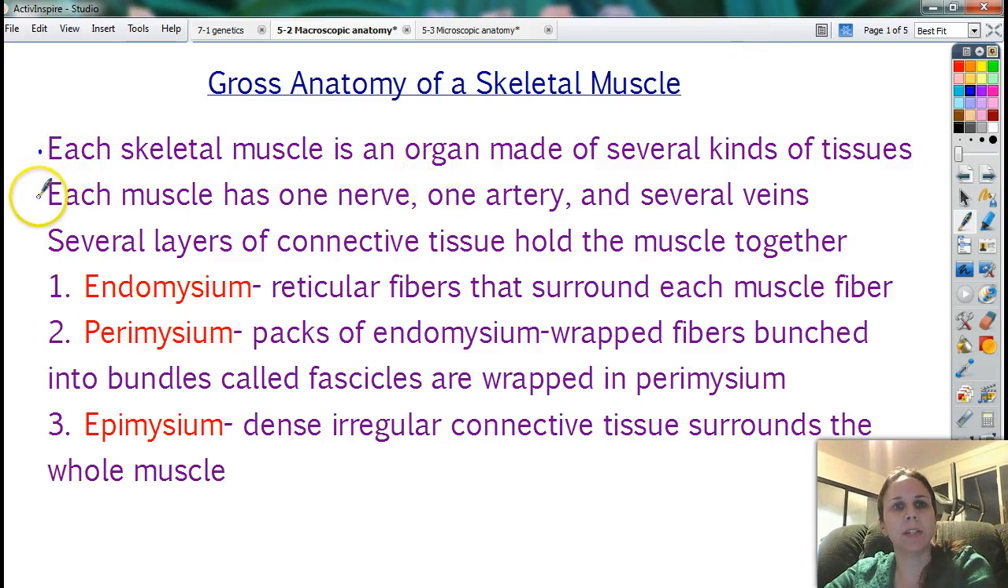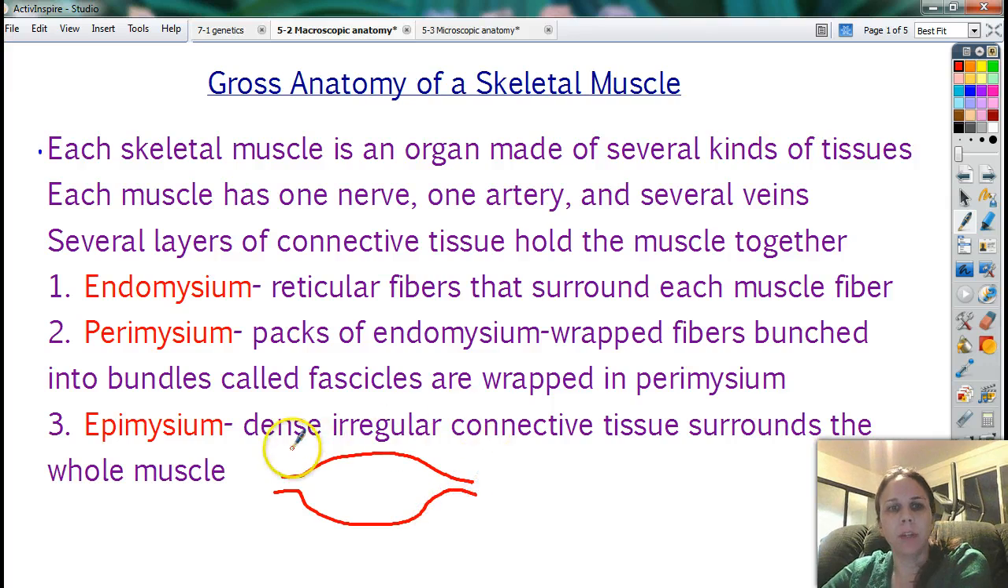Each muscle has its own nerve, an artery, and several veins. So if I draw one muscle, there's going to be an artery that goes in, a nerve that goes in, and then several veins that come out, and they all go in through one particular port. It's kind of like the nutrient foramen in the bone. It goes in, and then from there it spreads out and takes care of the whole entire muscle.